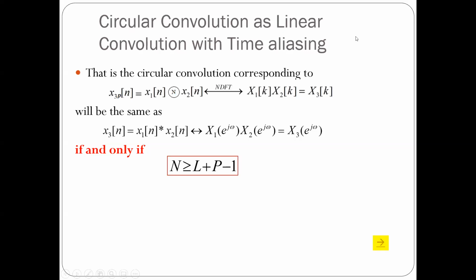We will use these results to discuss the filtering of a long sequence. Say for example, you had discussed the filtering of x of n and h of n, and it assumes that you have x of n with you, and then assumes that you already have h of n with you. So what is x of n? X of n is your signal. And what is h of n? H of n is your filter.